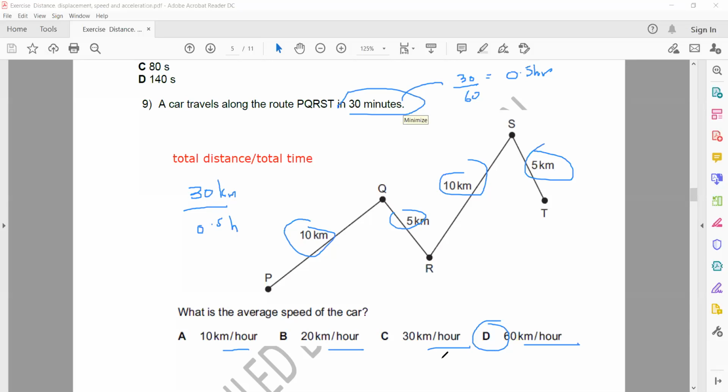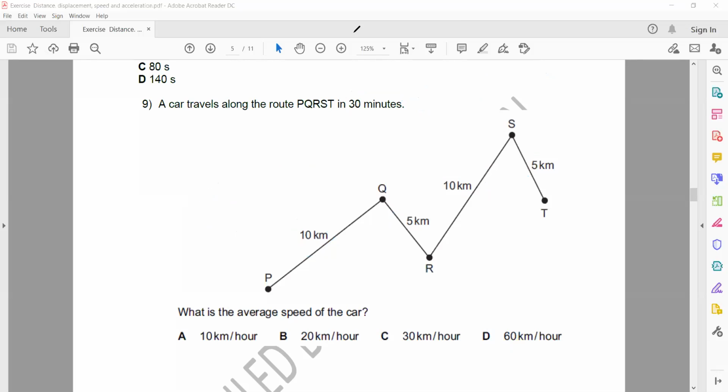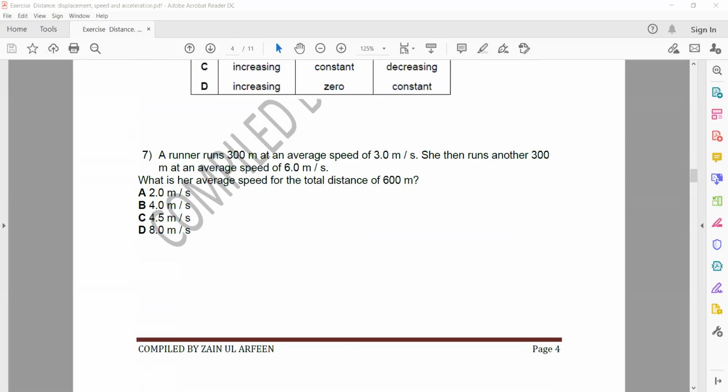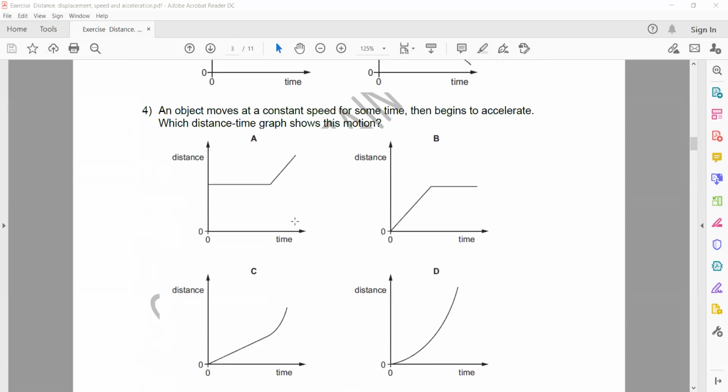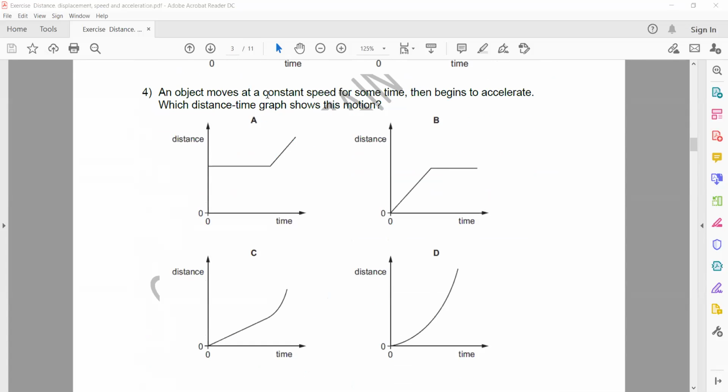Page 3, question number 4. An object moves at a constant speed. When it is moving at a constant speed, for a distance-time graph, keep in mind the slope represents speed. So in which graph is the slope constant, and then it begins to accelerate? For a constant slope, it can be either B or C. It cannot be D. Why? Because in D the slope is increasing, so the speed is increasing.